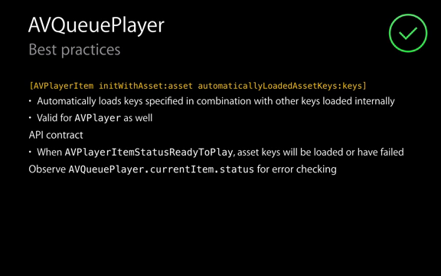And the last thing to remember with AV Queue Player is if AV Foundation encounters an error with a particular player item, we skip that item and move on so that your user experiences uninterrupted playback. However, if you would like to be notified of such errors, you can NS key value observe AV Queue Player's current item status.